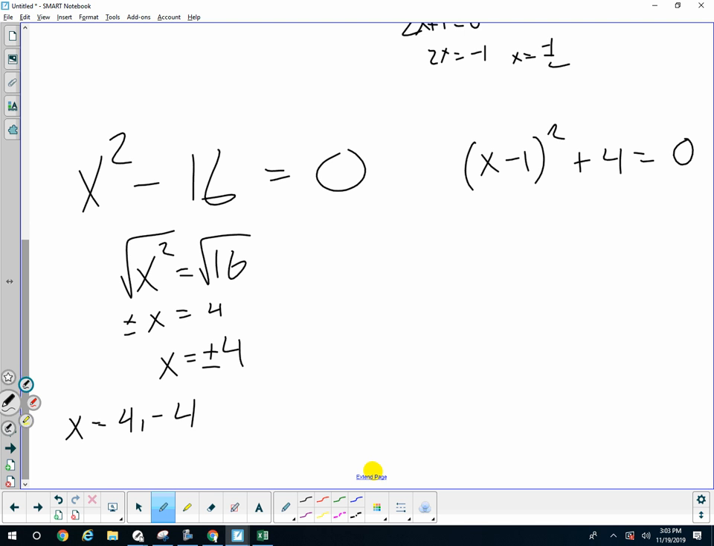We can do the same thing with this equation. Don't distribute the x minus 1. Don't multiply x minus 1 times x minus 1. You could if you wanted to. But instead, isolate the stuff being squared, square root both sides, and then finish off by solving. Let me show you, and then you guys will do too. Sorry, this should be a negative 4.